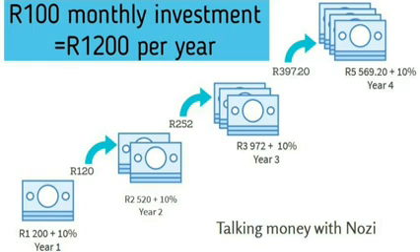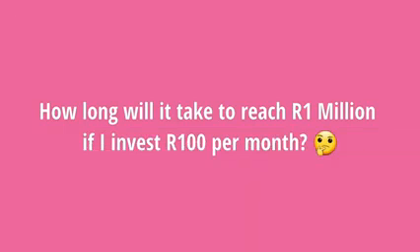Then you start year four with a balance of 4,369 Rand and 20 cents. Then you contribute 1,200 Rand, which brings your total to 5,569 Rand and 20 cents. And this cycle will continue for as long as you stay invested, for as long as you stay contributing. So how long will it actually take you to reach 1 million Rand if you invest 100 Rand a month, compounding at 10% every year?